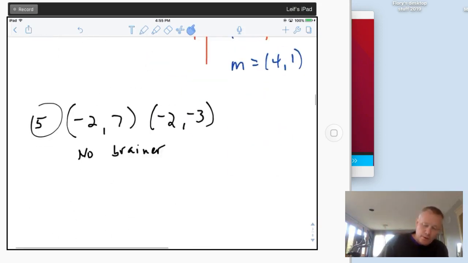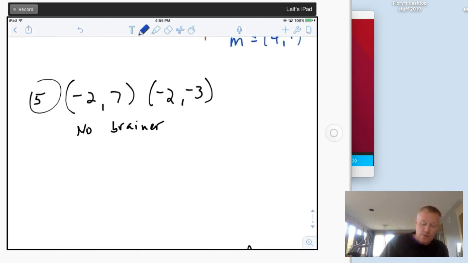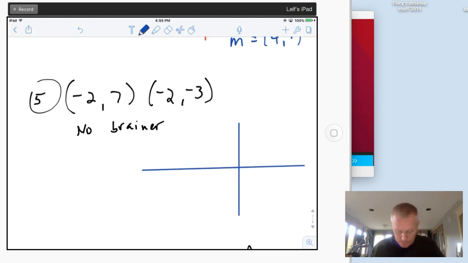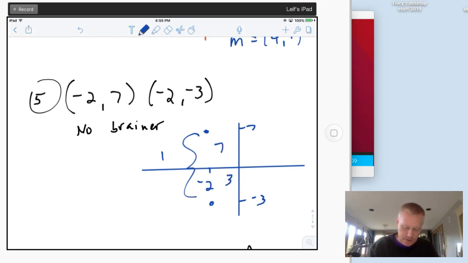Okay. Another no-brainer. Once again, I can see that the coordinates match on the x's. So if I was looking at this from a graphing point of view, here's -2, 7. And here's -2, -3. Which means, what's the distance here between them? Well, that's 7 units, and that's 3 units, which makes it 10 units. Once again, distance is 10.